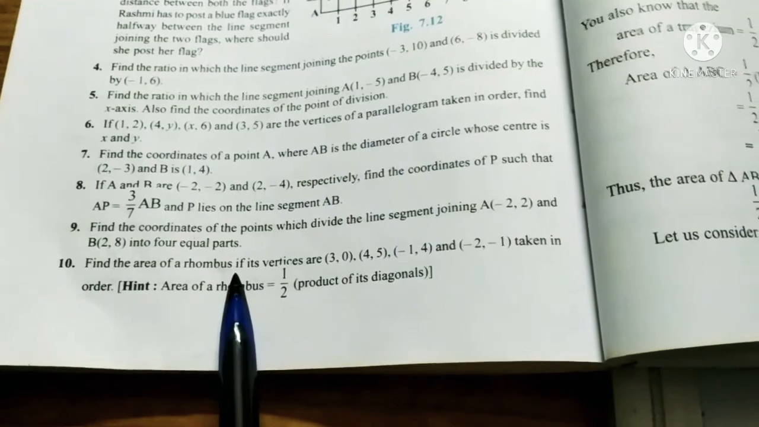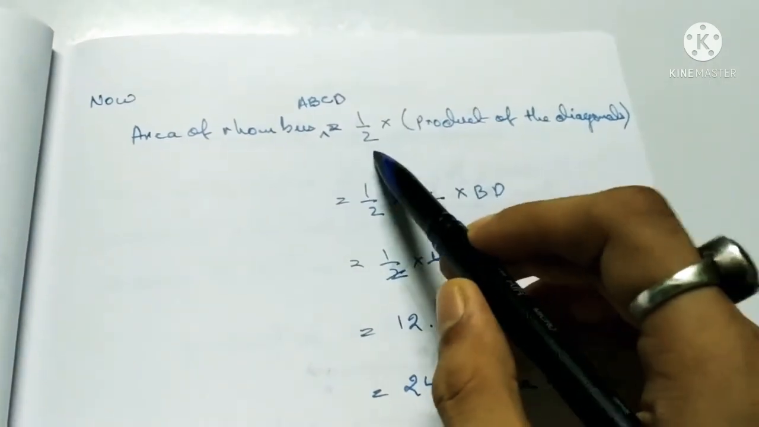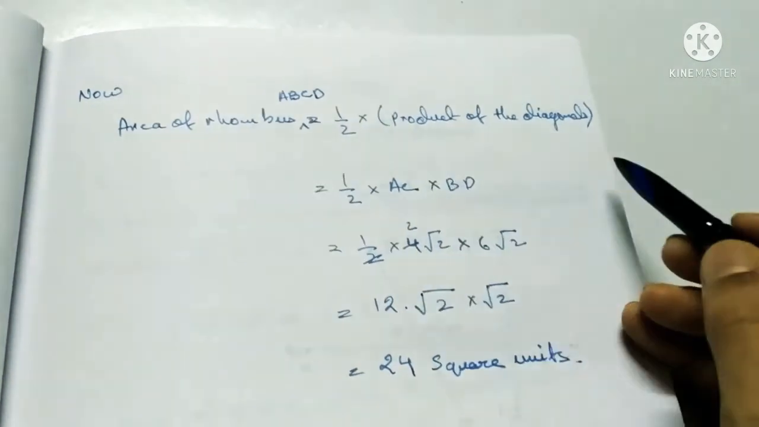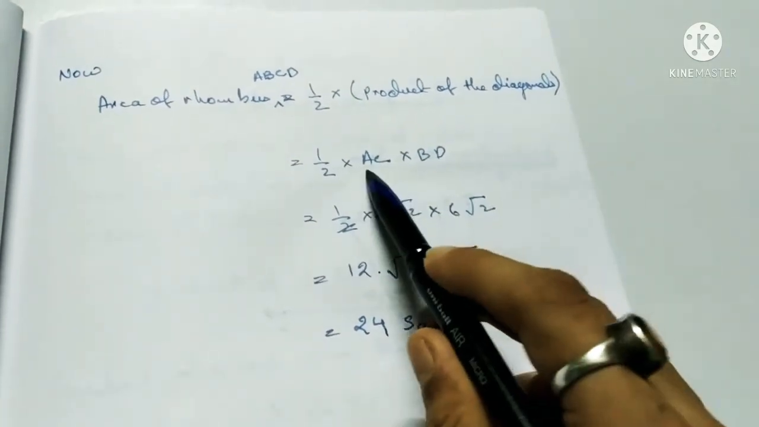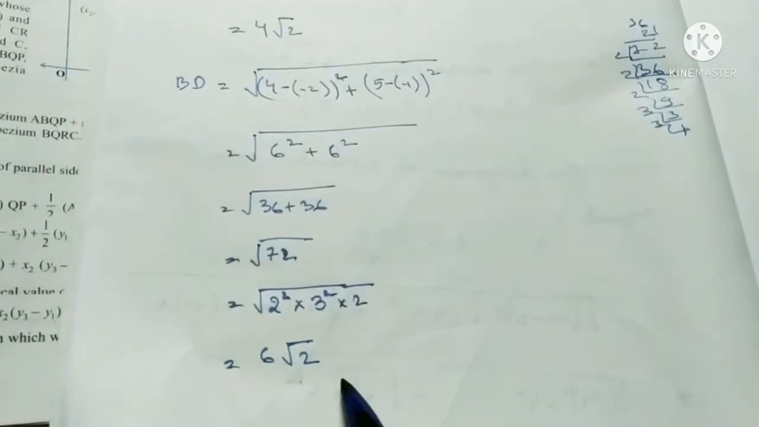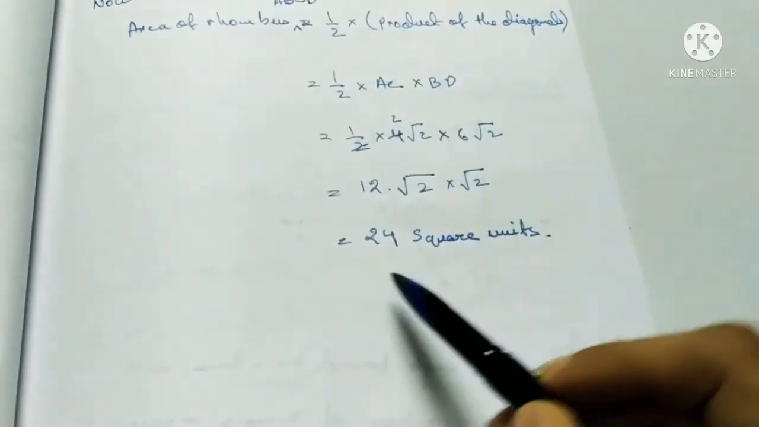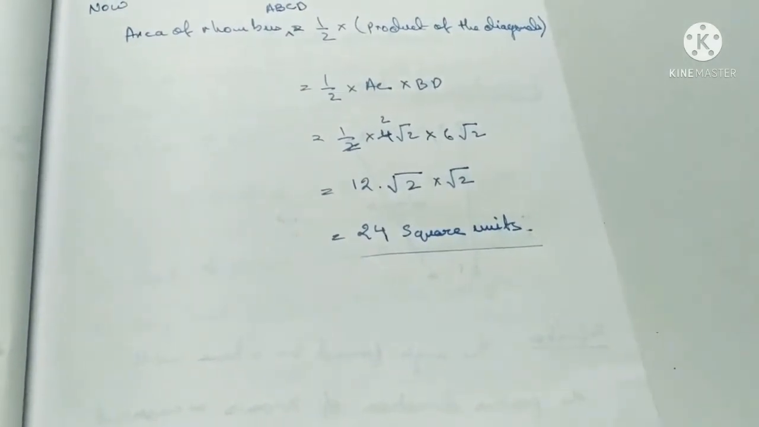Now what's it saying? Find the area of the rhombus. I have to find the area of this rhombus. So area of the rhombus ABCD is equal to half into product of the diagonals. Yes, product of the diagonals, half into AC into BD. So diagonals AC and BD I have already taken out. AC value is this one and BD value is this one. I have already taken out. I will put the values in here and I will find out the answer, which is 24 square units.